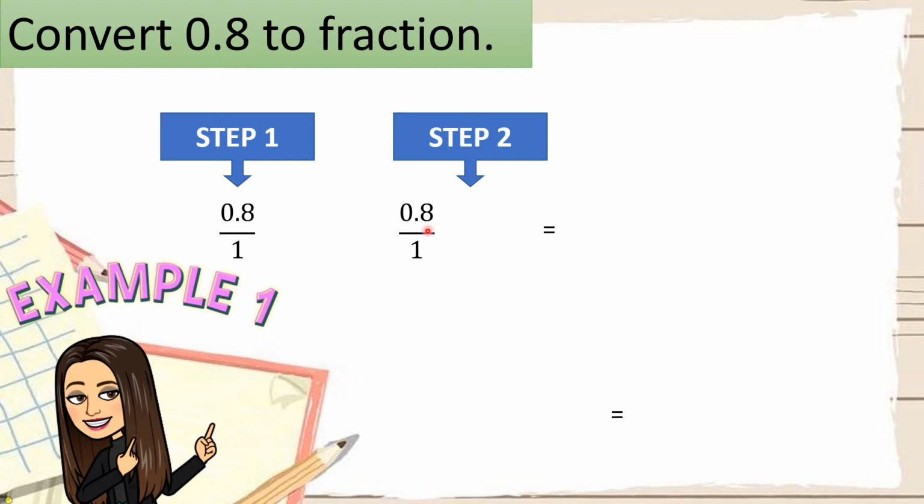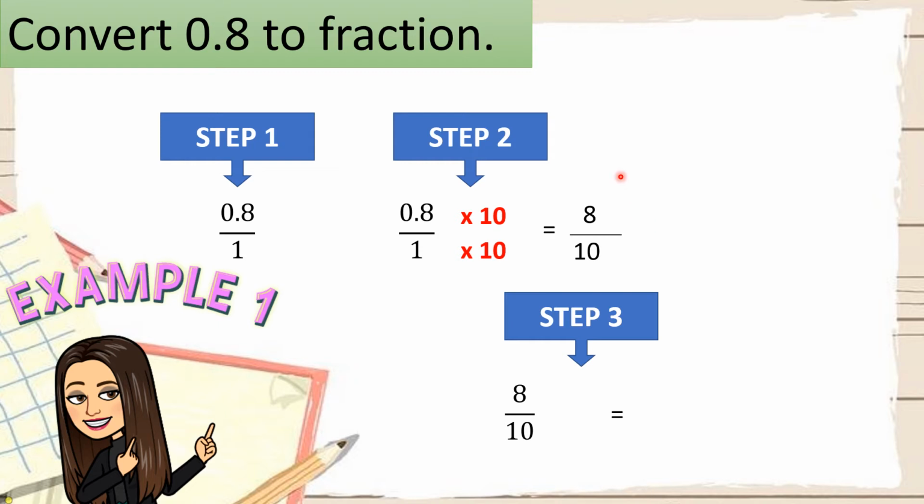How many digits do we have after the decimal point? So we have one, or 1. What is the value of that? That is 10. Right? So that's why we multiply the numerator and our denominator by 10. So we have here 0.8 multiplied by 10 for our numerator, and our denominator will be 1 multiplied by 10. So getting their product, we have now here 8 all over 1 times 10 will give us 10. Okay? Then for step number 3, we have to simplify 8 over 10.